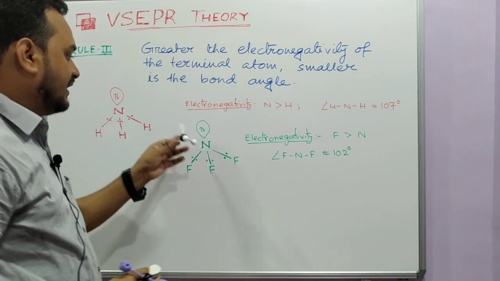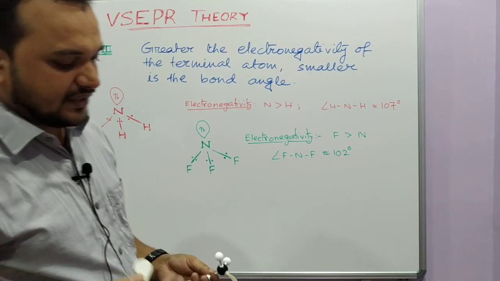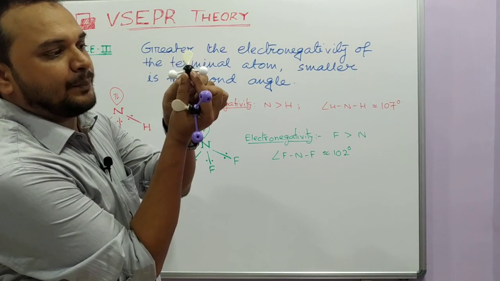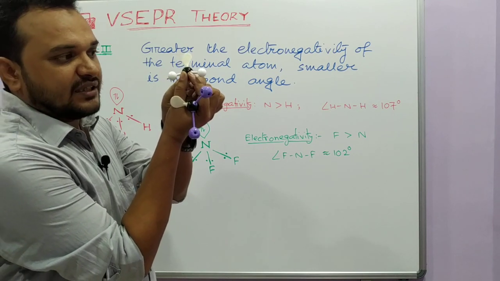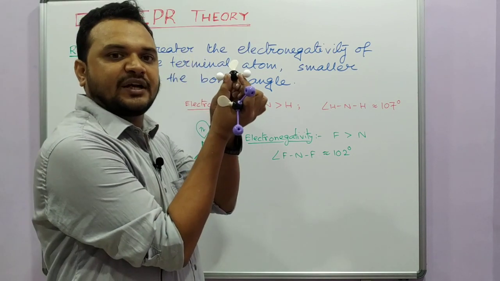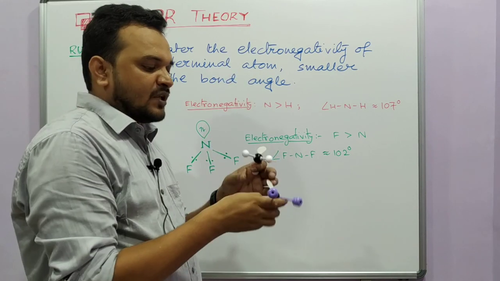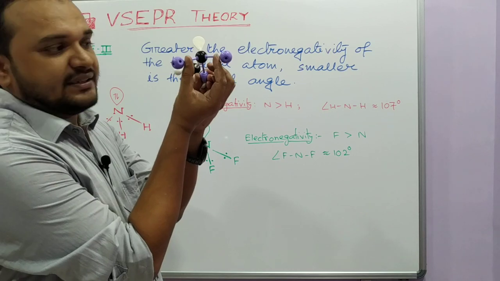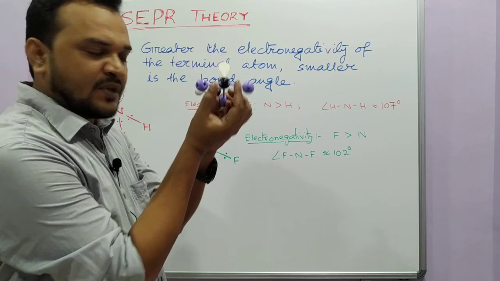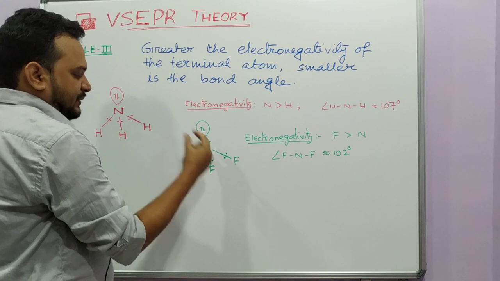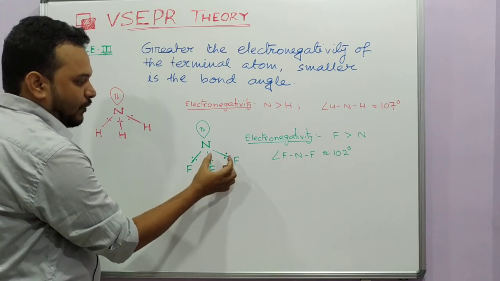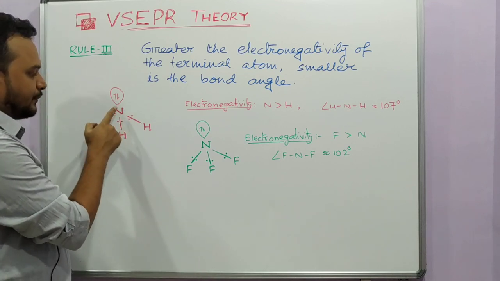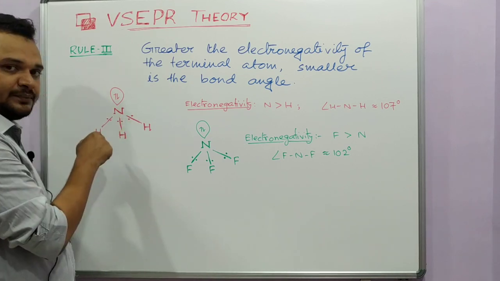Now you know, electrostatic repulsive force is inversely proportional to the distance. So since in ammonia the pairs of electrons are close to each other, the repulsion between the bond pairs will be greater because they are closer to each other. Whereas in NF3, since they are away from the central atom, the distance is greater. That means the repulsive force is less. So in NF3, the repulsive force between two NF bonds is less than the repulsive force between the bond pairs of two NH bonds in ammonia.